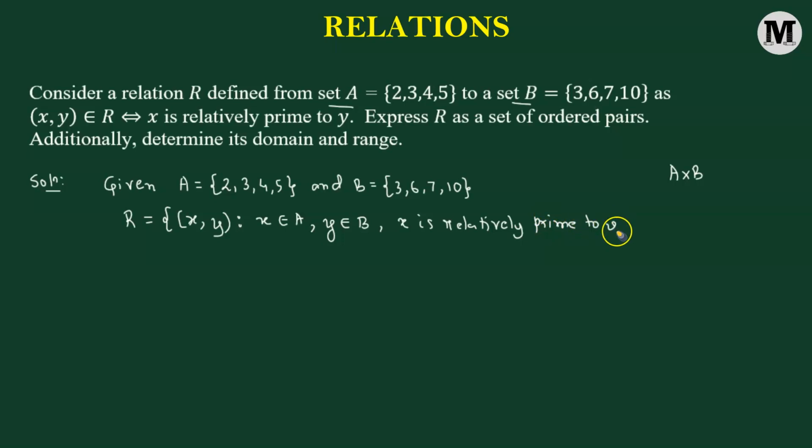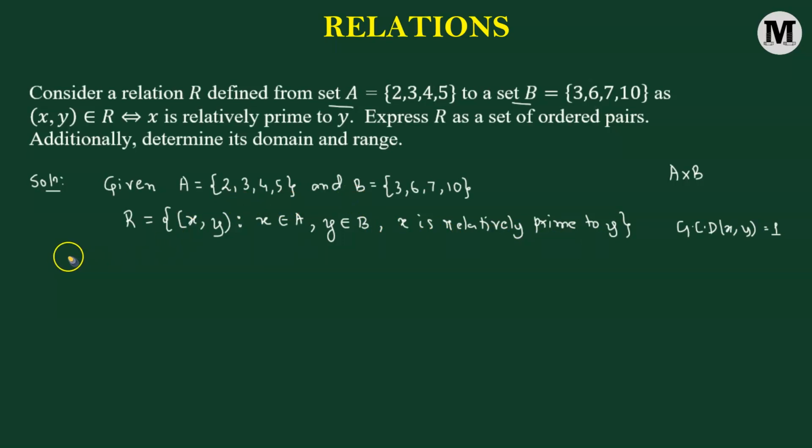So what does it mean when we say that x is relatively prime to y? This simply means that if we take the greatest common divisor of the two numbers x and y, it must be equal to 1 and nothing else. There should not be any other factors other than 1. So we will have to form the ordered pairs. Before forming the ordered pairs, let's try to find the specific values of x and y such that x is relatively prime to y.